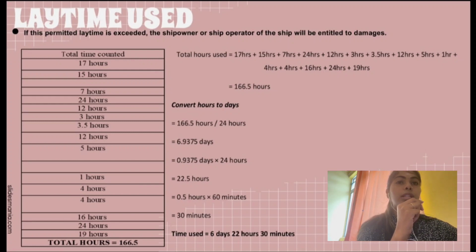Next, we convert the remaining 0.9375 days to hours, multiplied by 24 hours, to get 22.5 hours, and the remaining 0.5 hours is multiplied by 60 minutes to get 30 minutes. And finally, we get that the MV Your Ship time used is 6 days, 22 hours and 30 minutes.